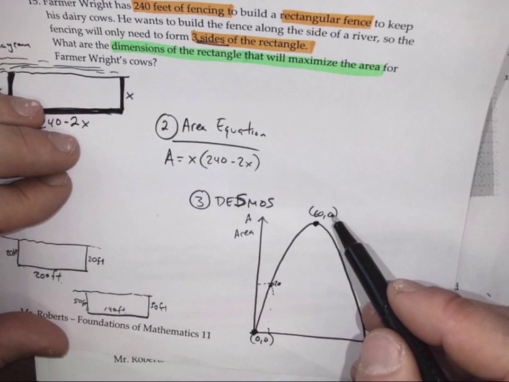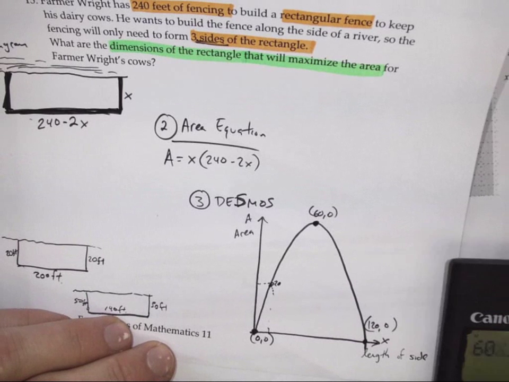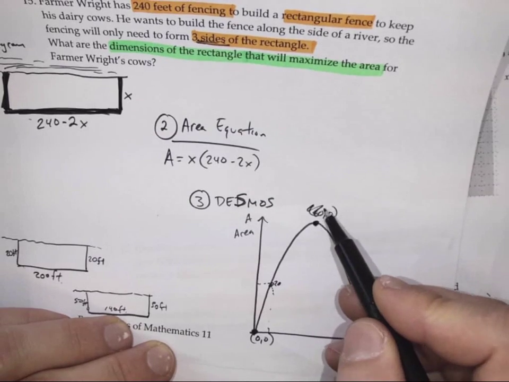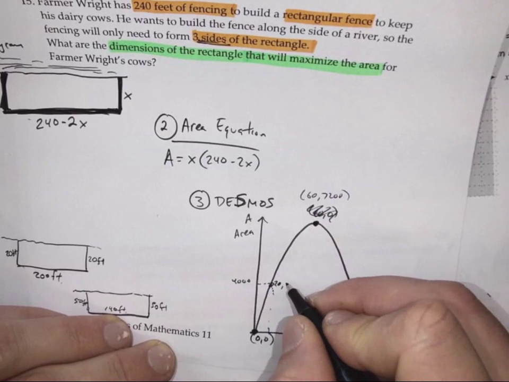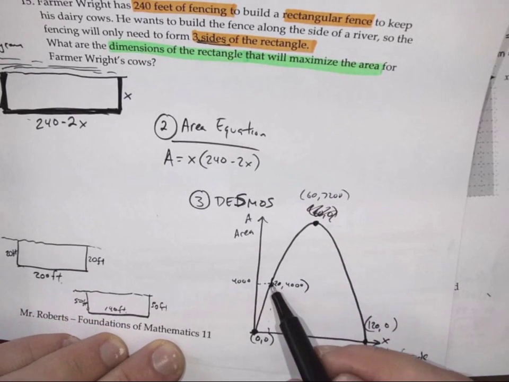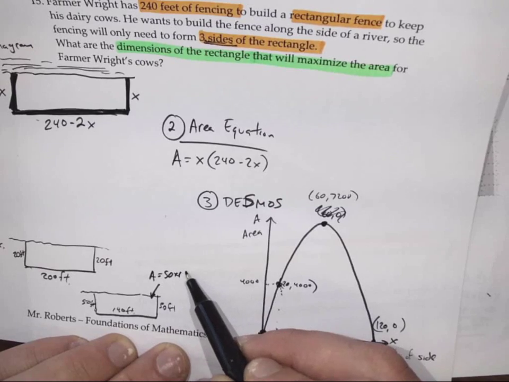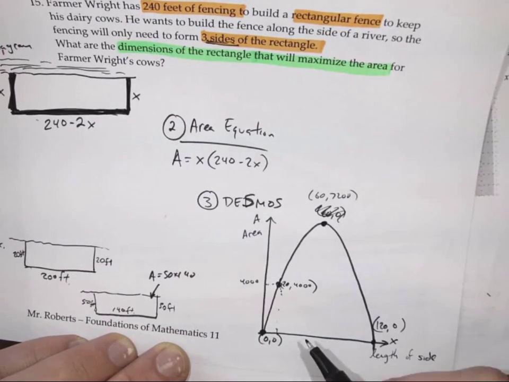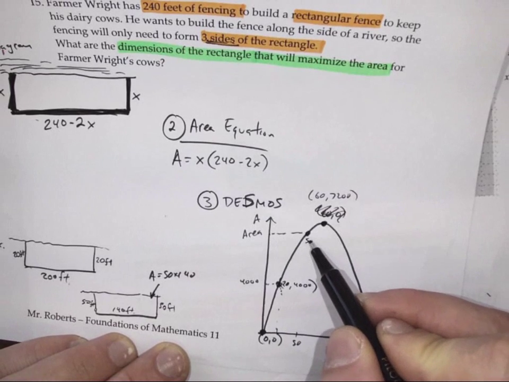Oh, wait, sorry, that's not 60 and 0. That's got to be 60 and, sorry, 60 times 120, that's 7,200. And the 20 point is 20 and 4,000. That's one possible combination of side lengths that we've got here. However, the area of the 50 one is 50 times 140, or 7,000. So if I choose 50, I end up with a point here, and that point is at 50 and 7,000.